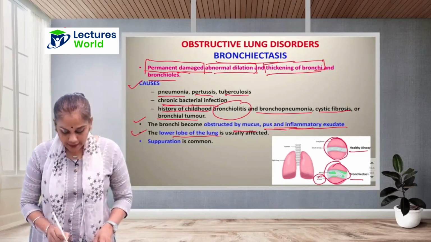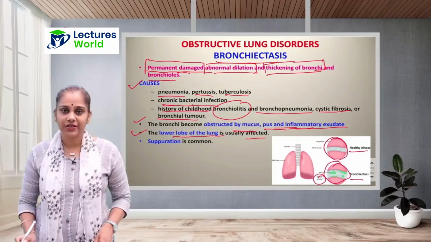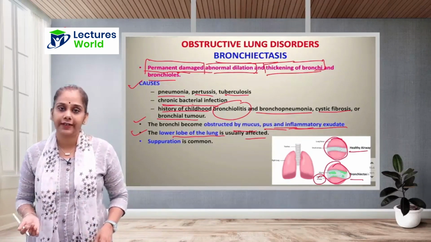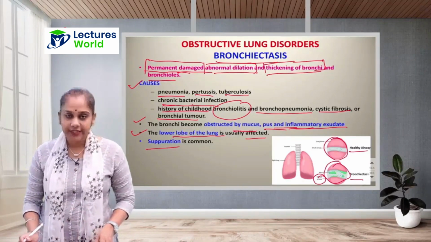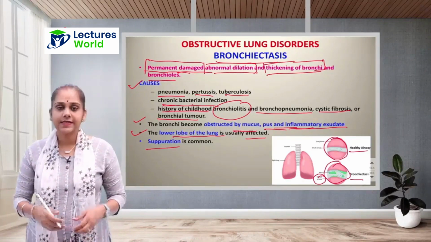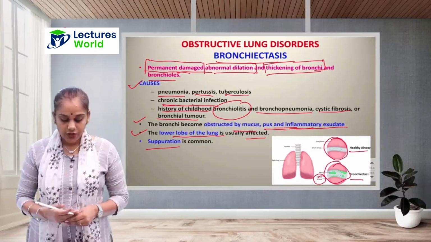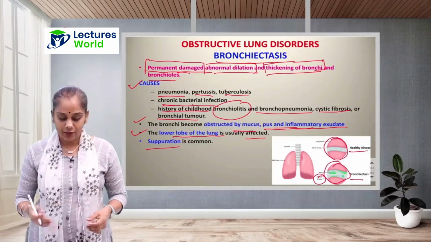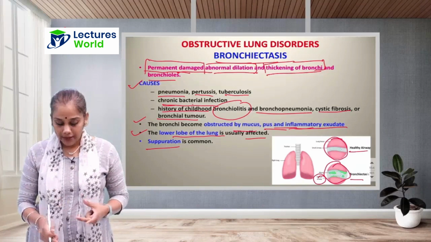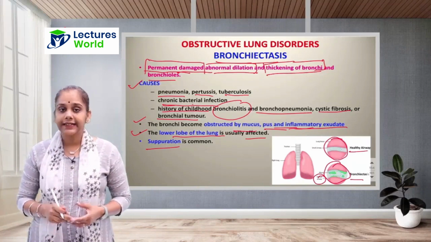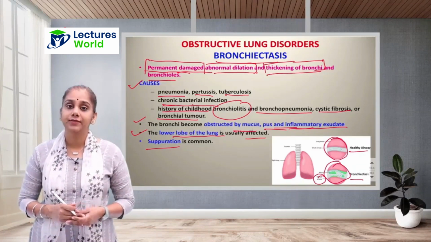The lower lobe of the lung is usually affected. Generally, the lower lobe is affected in both lungs. Suppuration is common, and this is a common symptom of bronchiectasis. So what is bronchiectasis? There is permanent dilatation, permanent damage or thickening of the bronchi as well as the bronchioles.